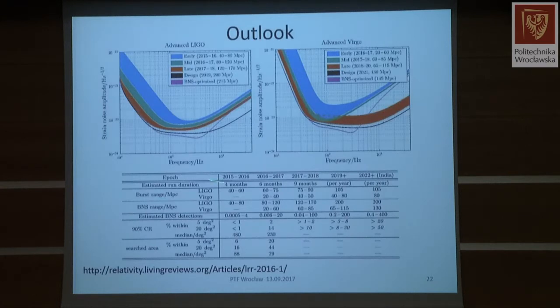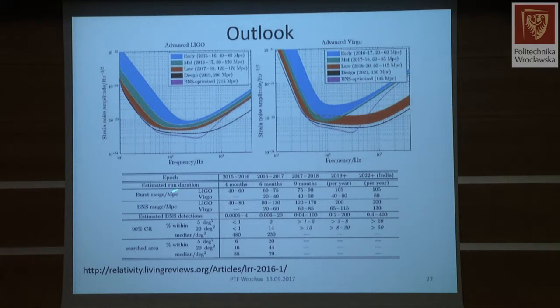Next thing is the outlook. So here this band shows the sensitivity of the LIGO and Virgo detectors when they evolve over time. A little bit out of date. This is from the Living Reviews journal, where these things are updated. Anyway, the LIGO detectors are already here. They reach this point, say the upper edge of this green band. The Virgo detector started to work and it's already here.